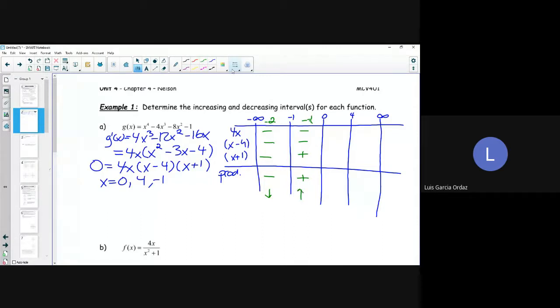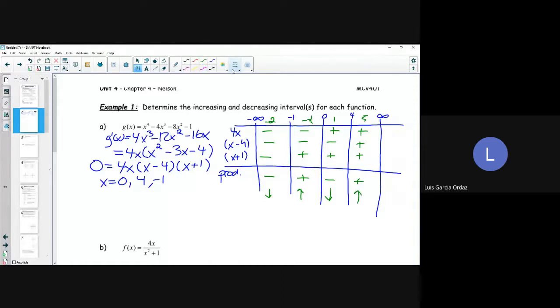So next we have, let's say 1. So we get positive, negative, positive, which gives us a negative, which means my graph is going down again. And let's pick an x value of 5 because it's between 4 and infinity. I get positive, positive, positive, which means my graph is going up.